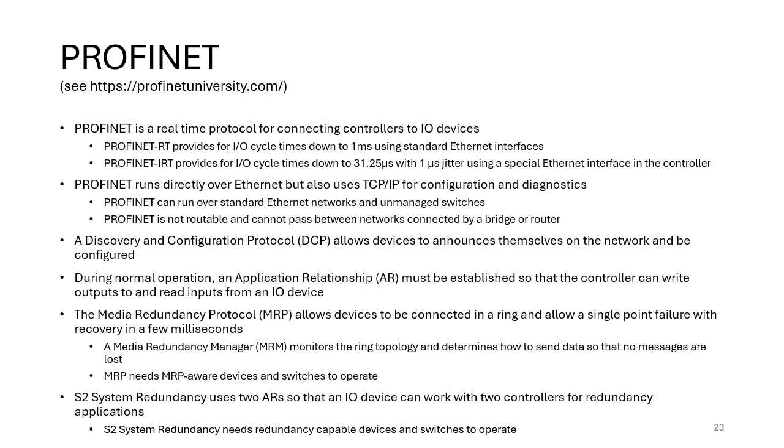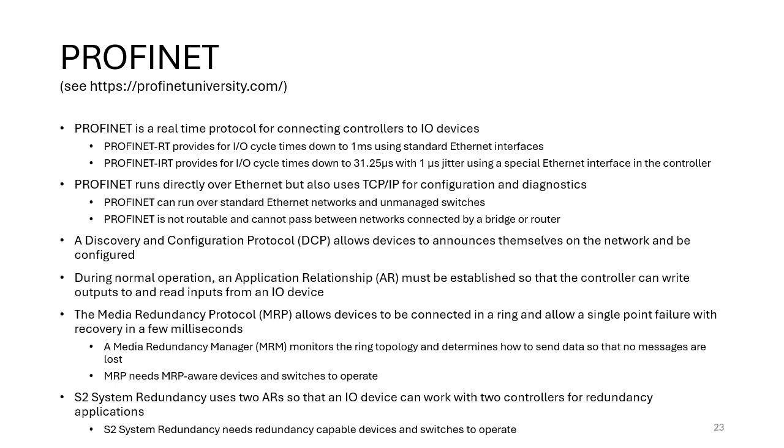It supports unmanaged switches, but it's not routable, and it can't pass between networks connected by a bridge or router. So this does again help you if you wanted to have a network between your PLC and I/O, but also connect it to another network but not overload the other network with messages. Then because PROFINET is not routable, you could just put a router between them and easily segregate the networks that way.